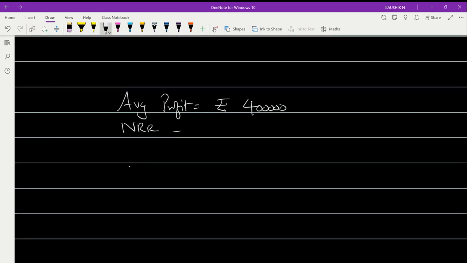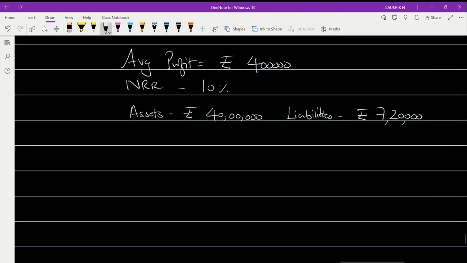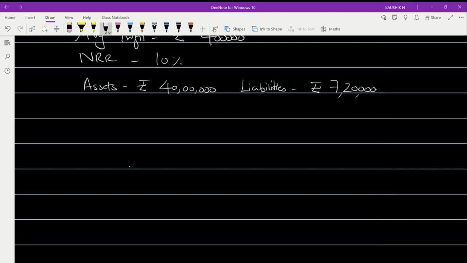NRR, how much you said? 10 percentage. Now, assets information is given as rupees how much? 40 lakhs, right? Yes, sir. And liabilities value is given as 7,20,000, rupees 7 lakh 20,000. Now, first let us try to find out our super profit.